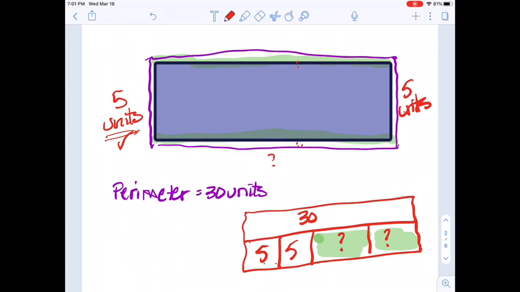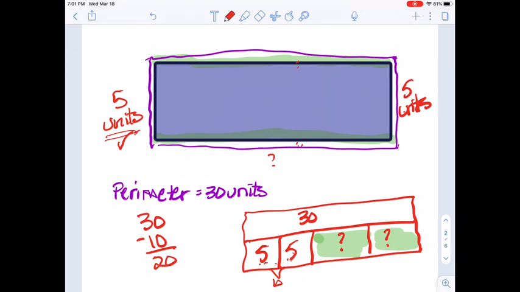So far, the 2 parts that I have add together to equal 10. So I could subtract 30 minus these 2 parts. 5 plus 5 is 10, so I'm going to do 30 minus 10. And I know that the remaining part has to be equal to 20.